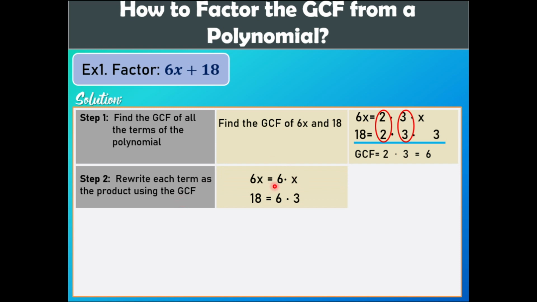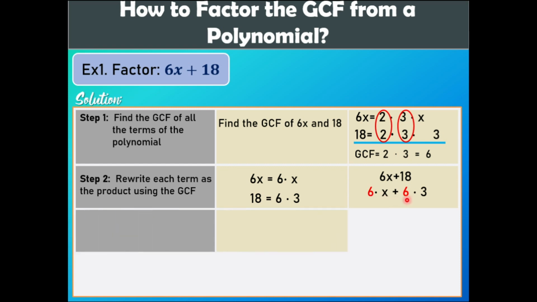6x equals 6 times x. 18 is equal to 6 times 3. Therefore, 6x plus 18 can be rewritten as 6 times x plus 6 times 3. Notice that each term has a common number, which is 6. Let's have step number 3. Factor the expression using the reverse distributive property. Using the reverse distributive property that we discussed earlier, we get 6 times quantity x plus 3.